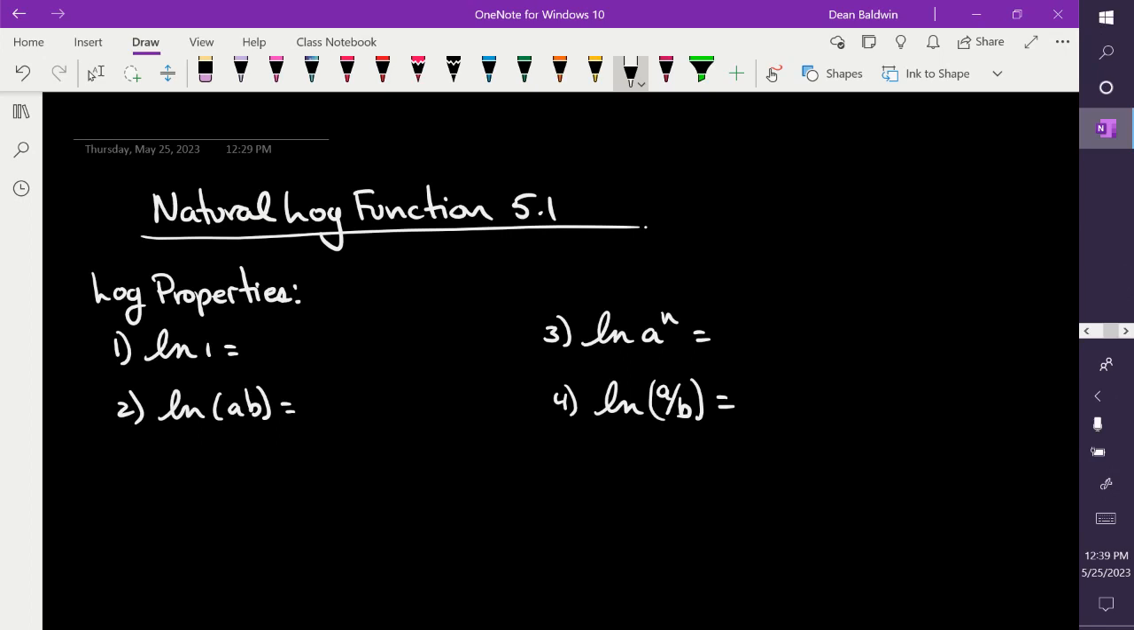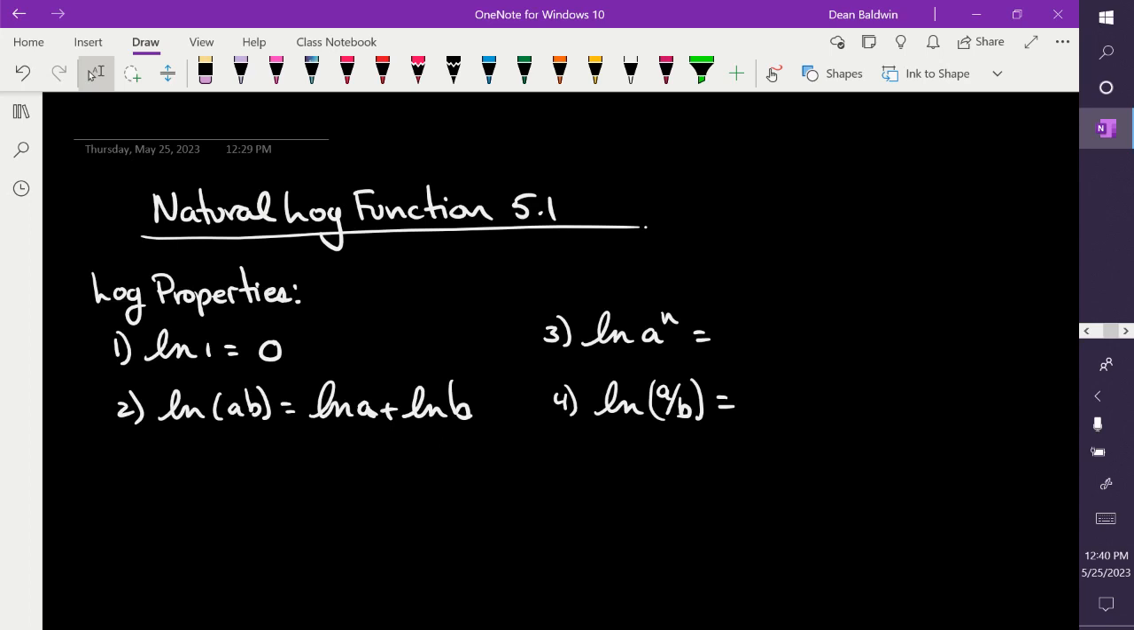So if you log, whether it's base 10 or any base, the number 1, the answer is always 0. If you have the arguments, which are the numbers you're logging, in this case a, b, and you're multiplying those arguments, what can you do with them? You can break them up into the natural log of a plus the natural log of b. So you can separate them. We will use that in this unit.